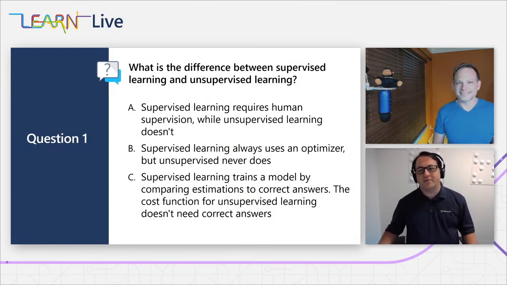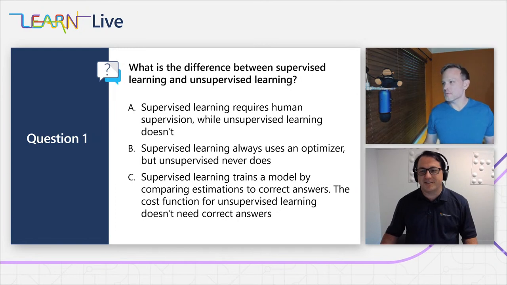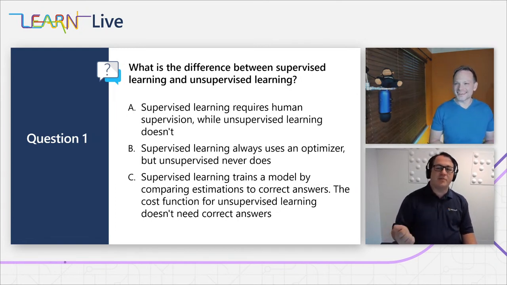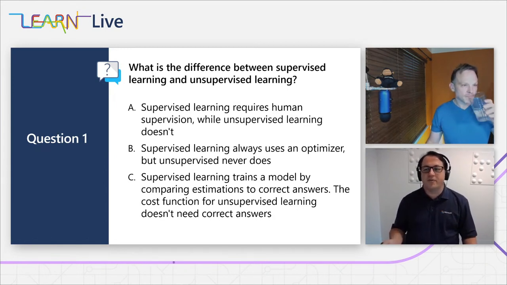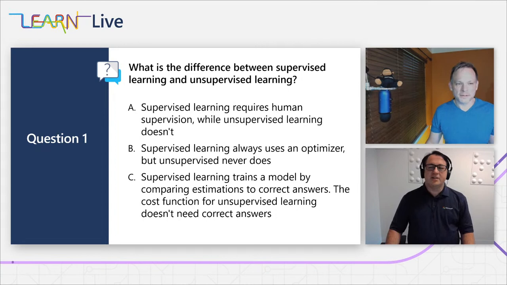Question one: what is the difference between supervised learning and unsupervised learning? I feel like we've gone through this a few times, so I think our listeners are going to get this. Is it A, supervised learning requires human supervision where unsupervised learning doesn't? B, supervised learning always uses an optimizer, but unsupervised never does? C, supervised learning trains a model by comparing estimates to correct answers, while the cost function for unsupervised learning doesn't need correct answers?